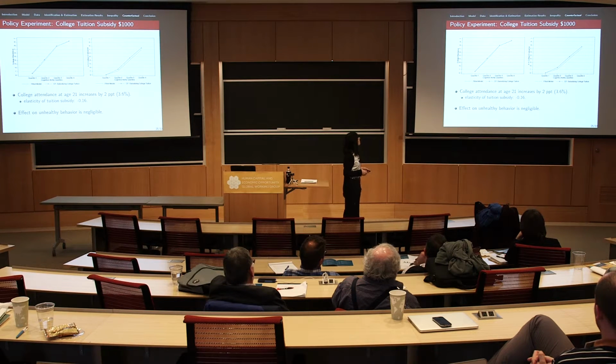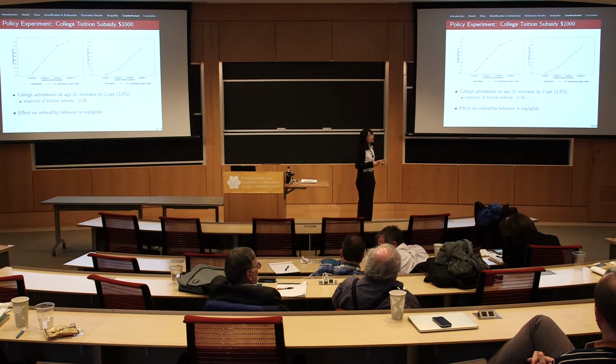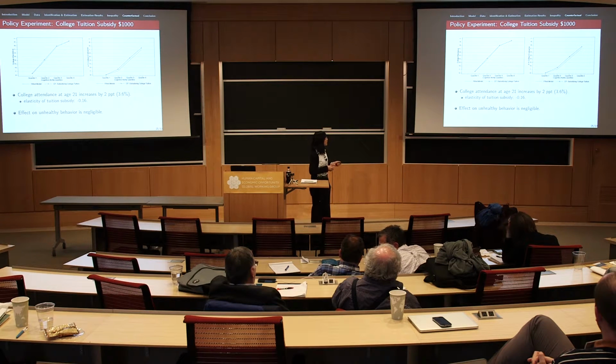Another experiment we do is to look at what would happen if we subsidize tuition by $1,000. Basically, this is a college tuition subsidy. You would see that for different quantiles of cognitive ability, individuals would increase their college attendance at age 21 very slightly. Overall, there is a 2 percentage point increase in college attendance. This would imply, based on our model, an elasticity of tuition subsidies of about negative 0.16. This is well within the range of the previous literature that studies tuition subsidies. And within this experiment, the effect of the tuition subsidy on unhealthy behavior is quite small.